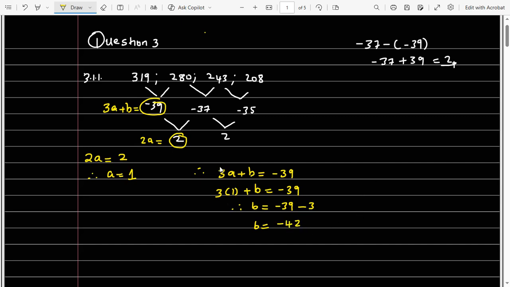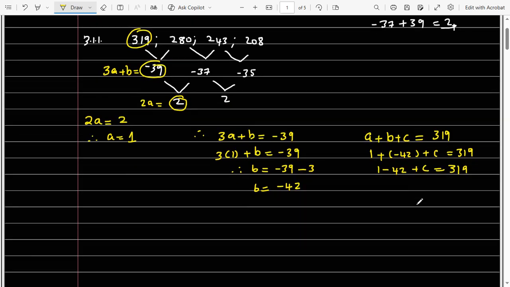So that's B. Now, to find C, you use the formula A plus B plus C. You equate this to the first term of the sequence, which is 319. Already you know what is your A, you know what is your B. You just have to substitute the values and isolate C. So where there's A, I'm going to substitute 1. And where there's B, we put minus 42. Then we still have plus C, this is 319. So this is the same as saying 1 minus 42 plus C equals 319.